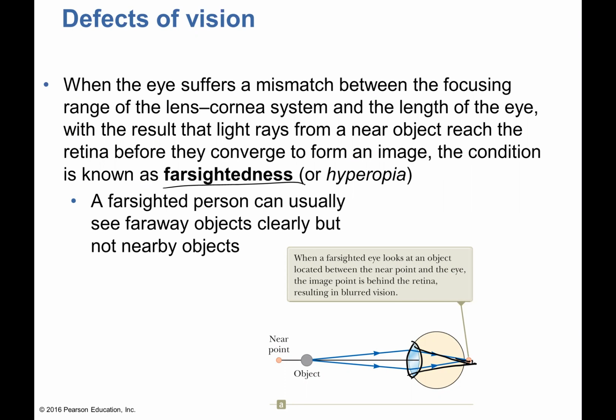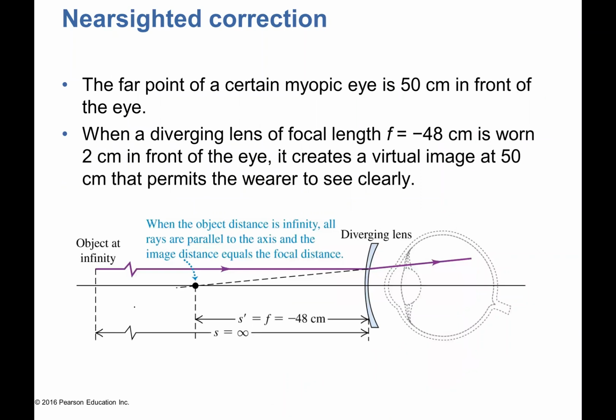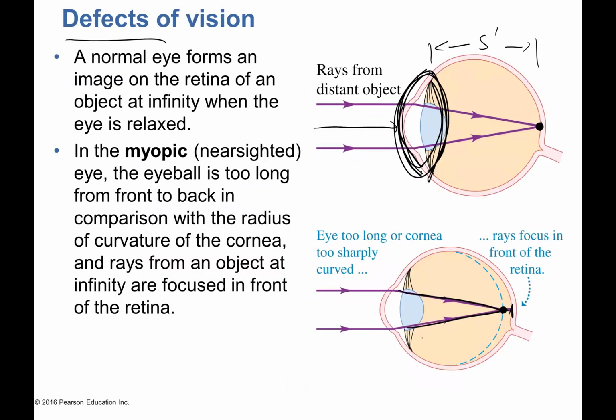And we can correct nearsightedness using a diverging lens, right? Because remember, the idea here is, if I go back over here, this is where the image is located. But if you put a diverging lens, it diverges light a little bit and then allows it to converge at the retina, which helps you then have an image on your retina.